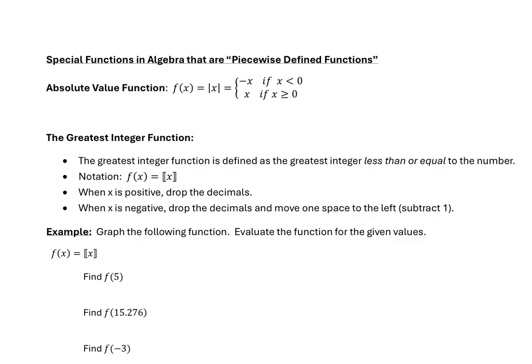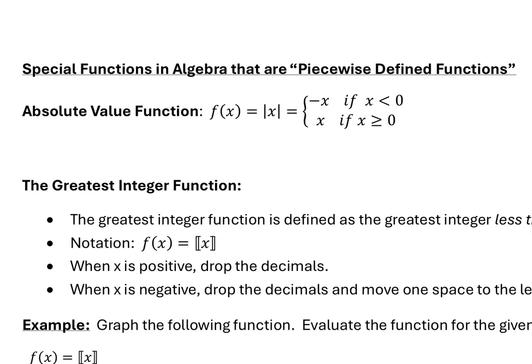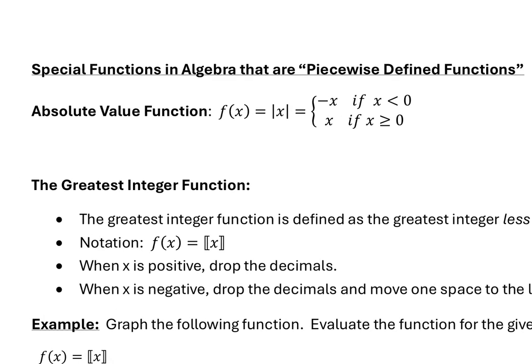So for instance, the absolute value function, if x is less than 0, then we multiply by negative 1 or we change the sign. On the other hand, if x is greater than or equal to 0, we leave it exactly as it is. And that is what a piecewise defined function is: depending on what your input is, you do different things.